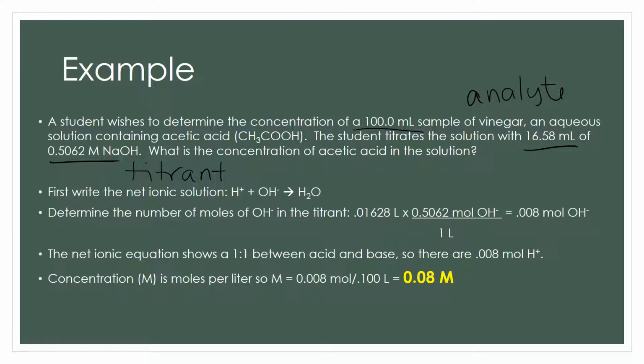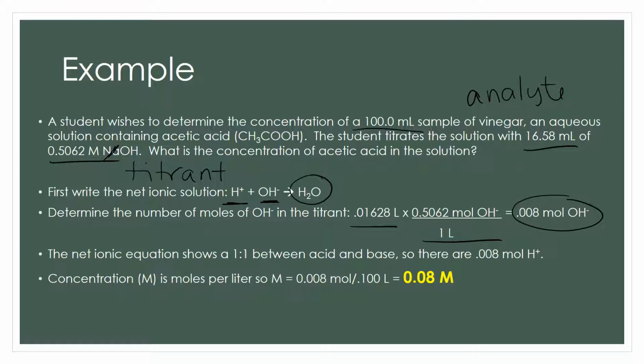First thing we want to know is what is the actual net ionic equation for what's going on in the solution. So our acetic acid is combining with our sodium hydroxide to form water. These are the only ions that are relevant. The sodium is a spectator ion, as is the acetate ion in acetic acid. The first thing we can do is take the volume of our titrant and multiply it by the concentration of the titrant. That gives me moles of sodium hydroxide that were used in this titration.